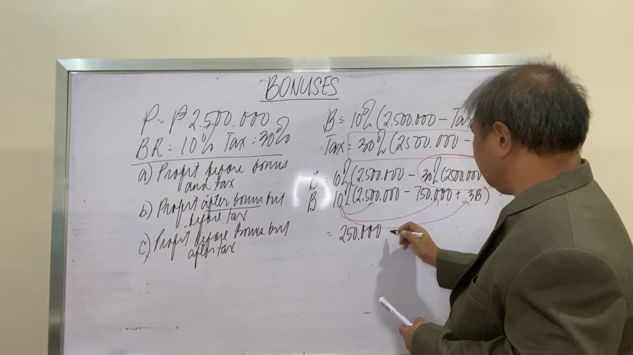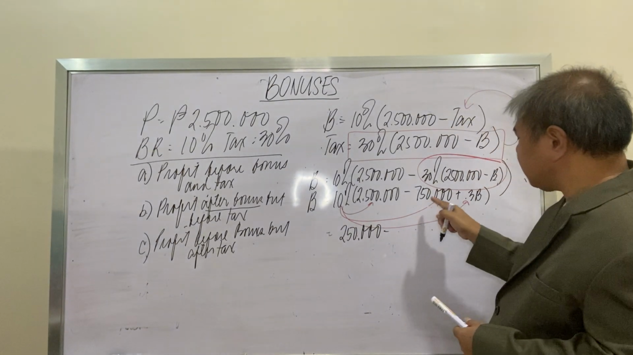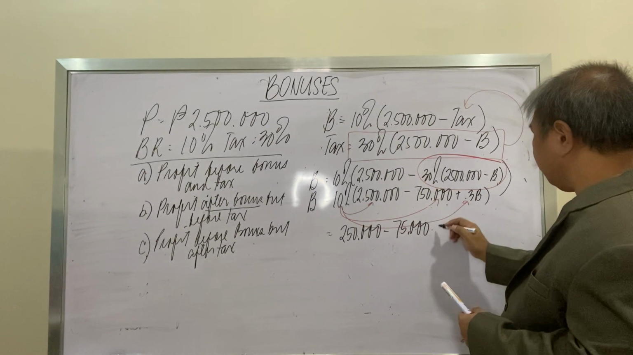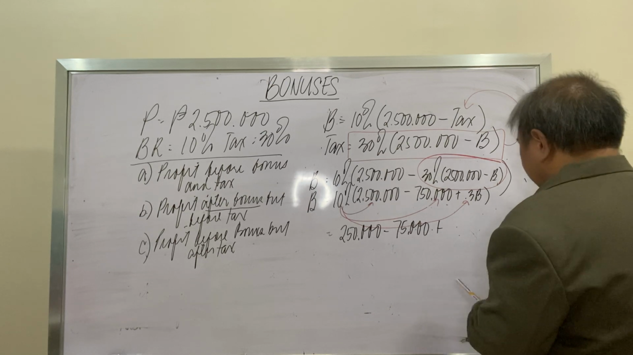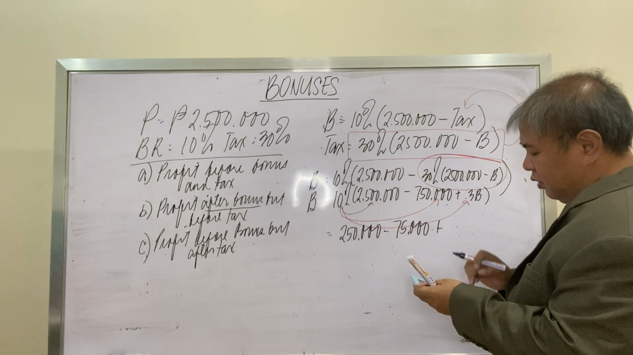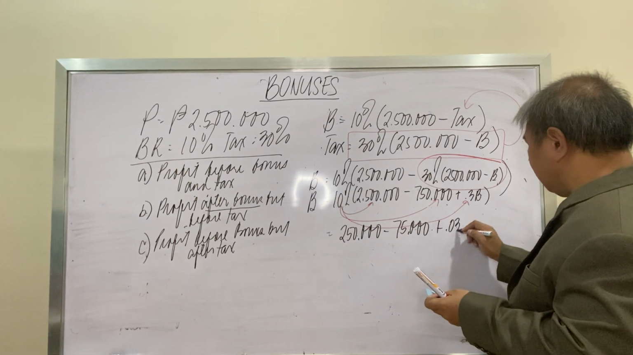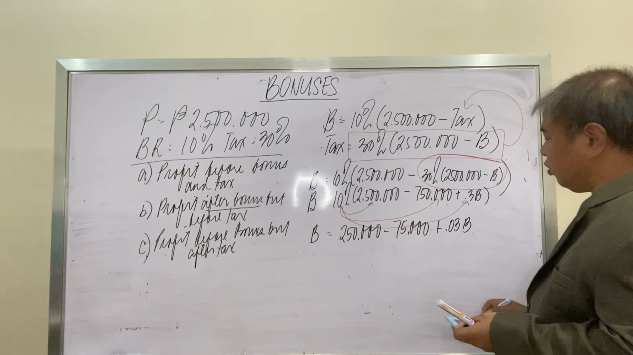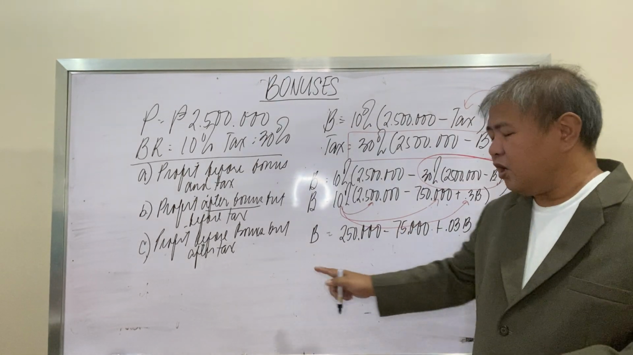250,000 minus 10% of 750, which is 75,000. Okay, plus, what is 10% of 0.3? 0.3 times 0.1, that's 0.03 of B. So we have here B. Okay, so now we have two B's here.